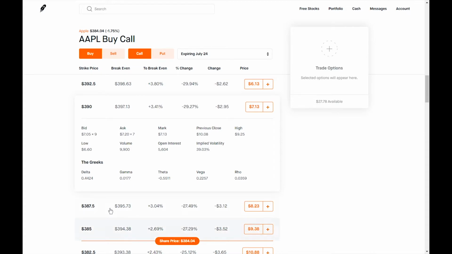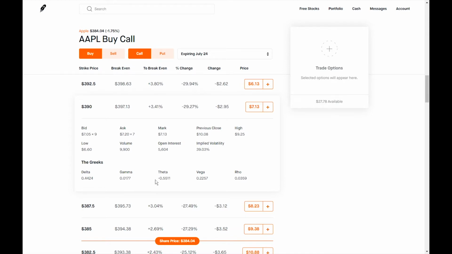So if this went up $20, say in one day, which most likely would not happen, but if it did, this would be times 20. So you would make $880, and this would now be worth $15 and something cents. So if you sold it at 15 and you bought it at 7, you're making that difference times 100. So you'd make about $800 or more.